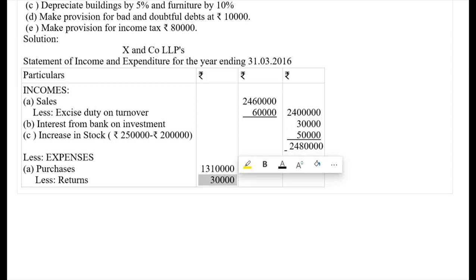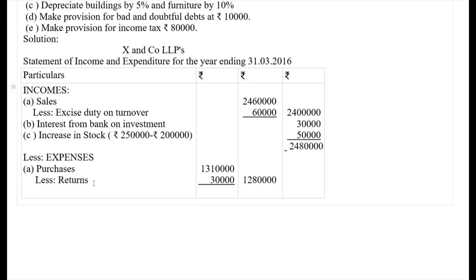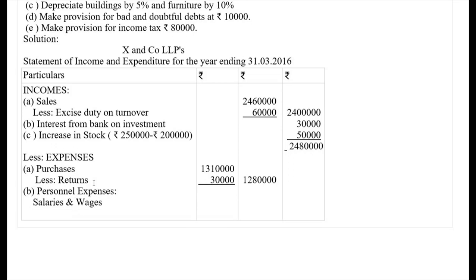So the difference here is 12 lakh 80,000. Then the next one comes here, B, personnel expenses. So here we have got salaries and wages. So there is outstanding here.